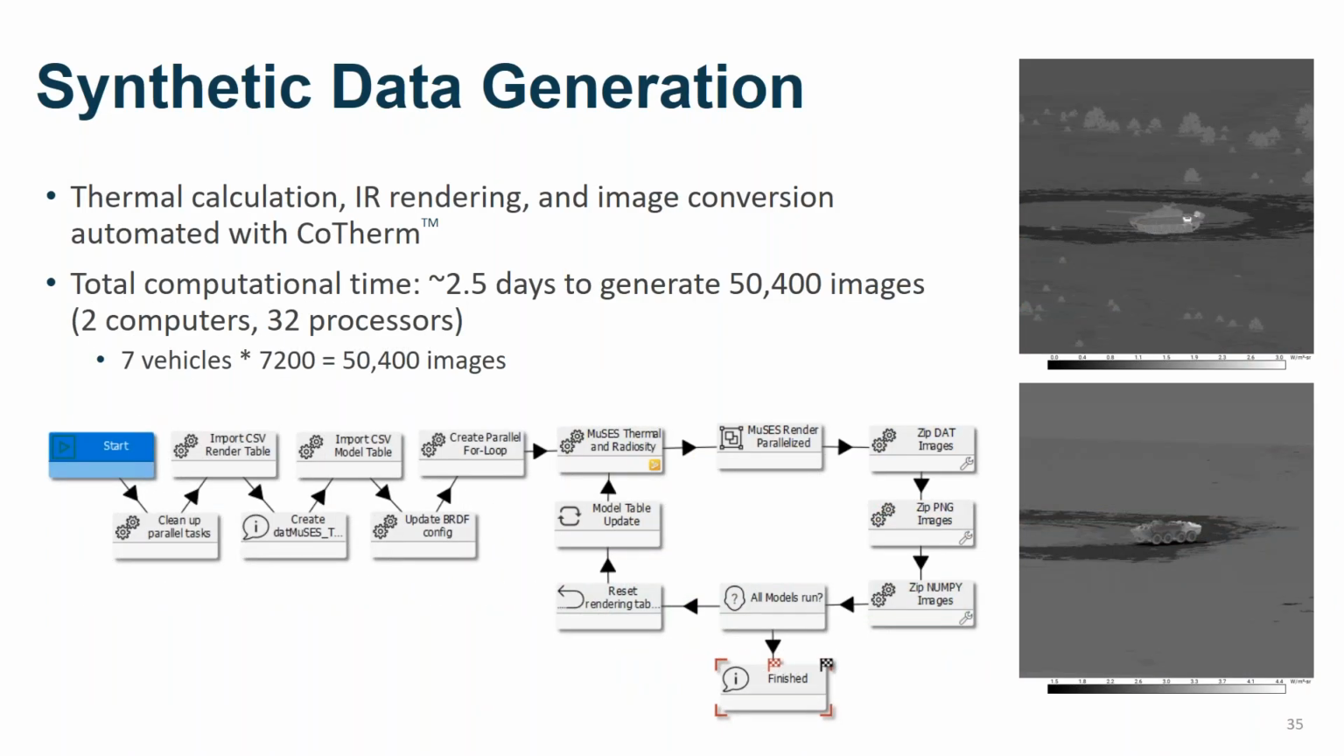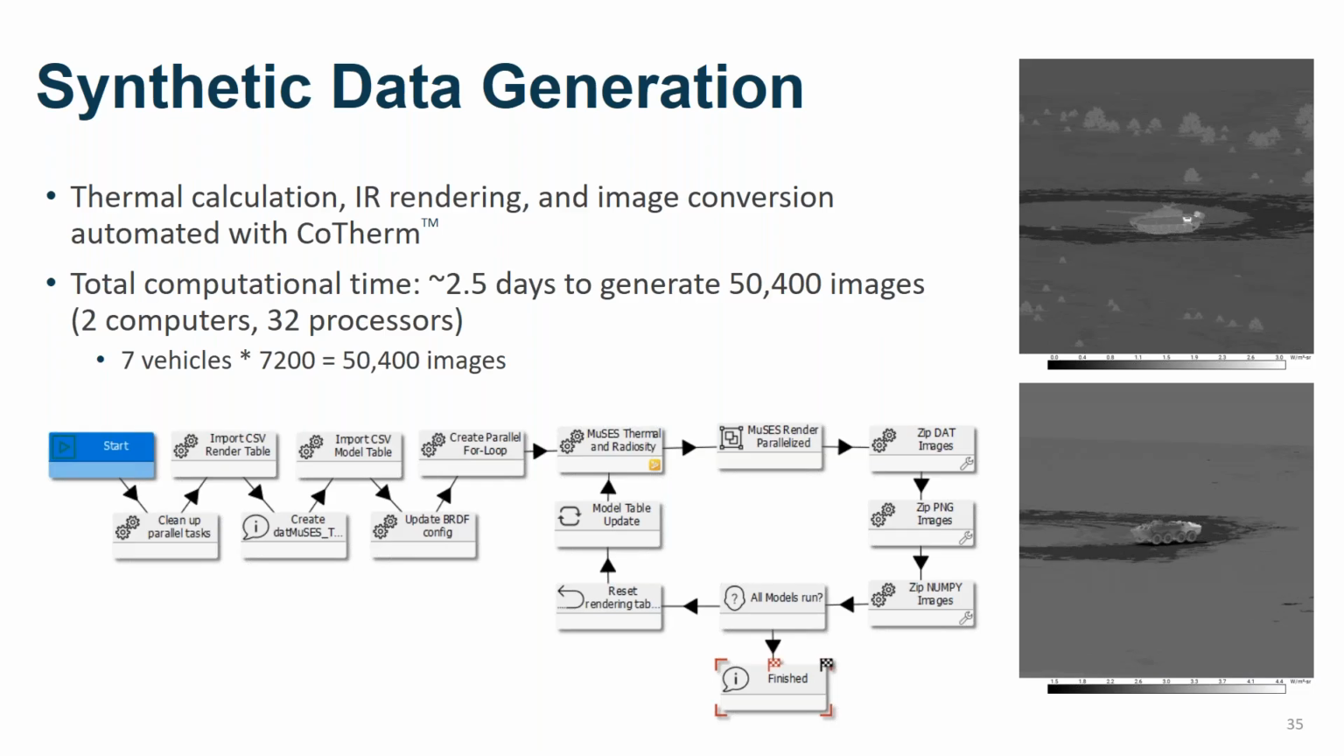All right, so to generate the full data set, we used the CoTherm process that Alex described. The CoTherm process takes care of the thermal calculation, the infrared renderings, and also some image conversion that we need to get the output images into the right format for the algorithm training. The total computational time with this process was about 2.5 days to generate 50,400 images. So that's 7 vehicles times 7,200 images each.